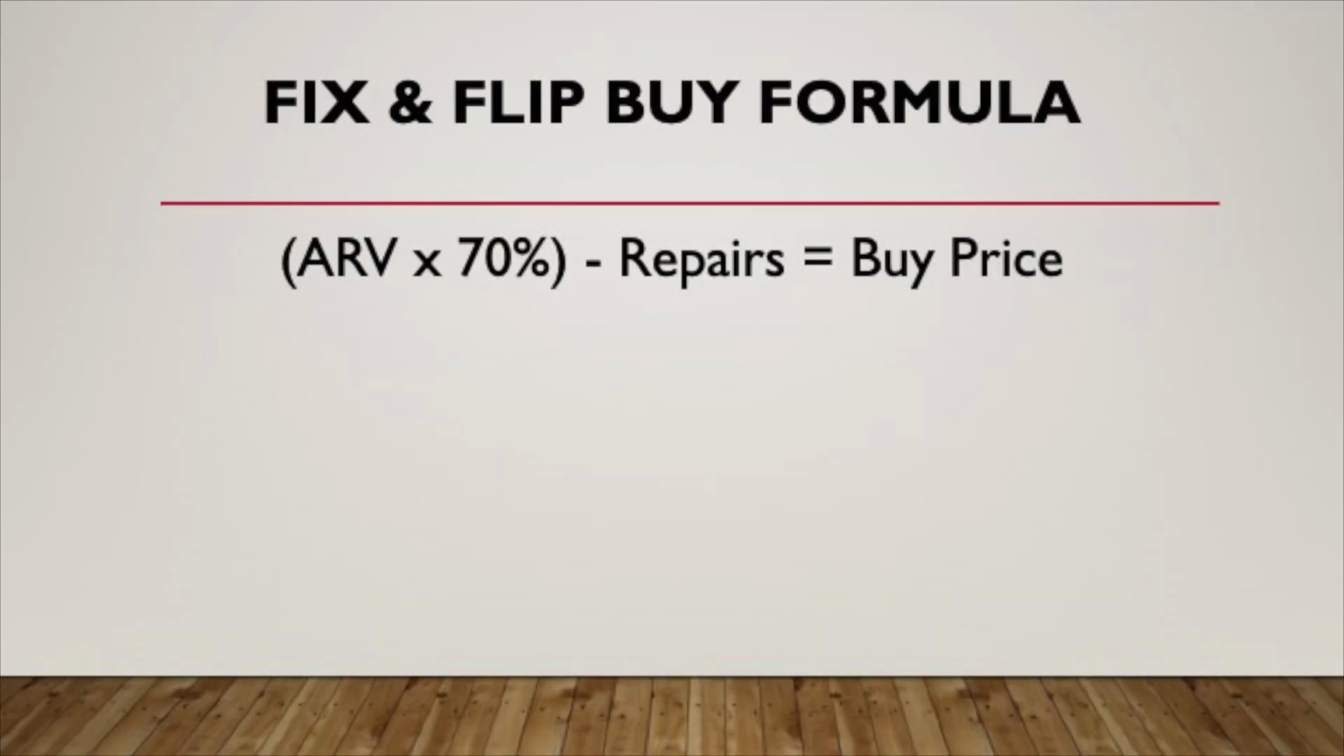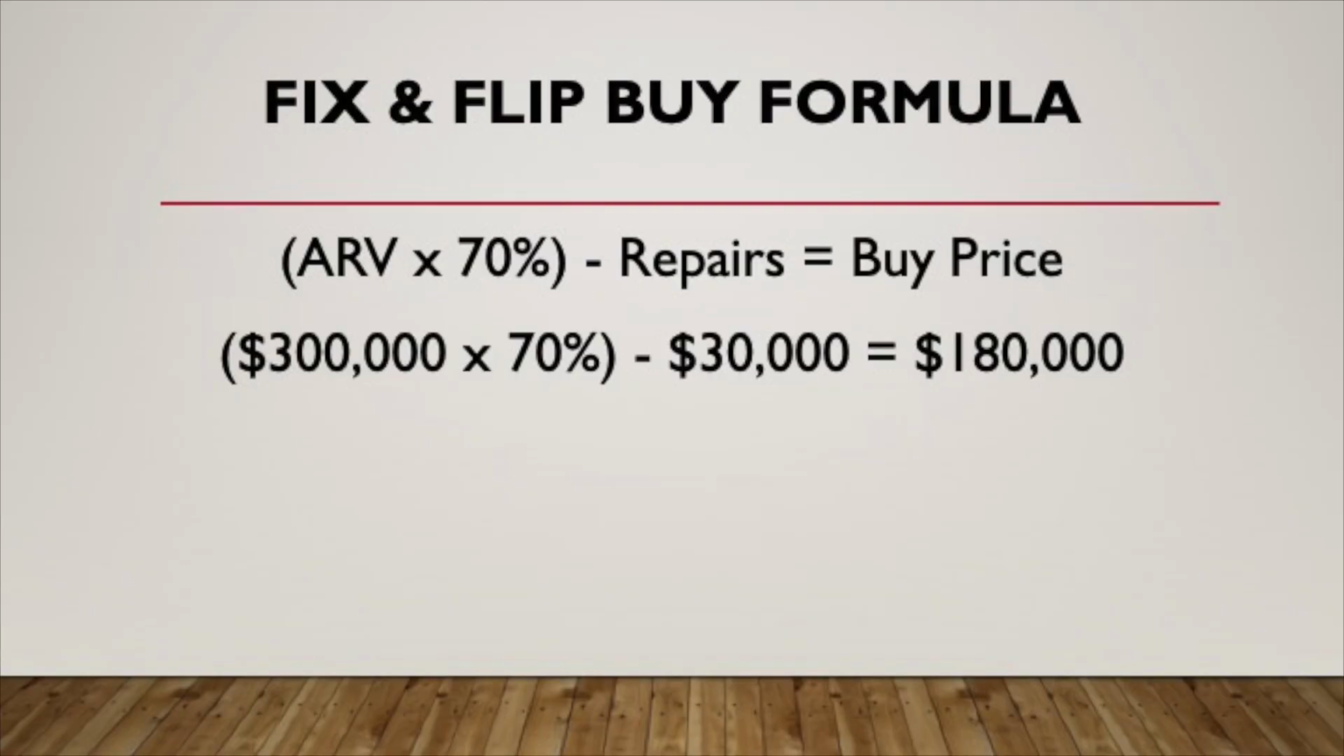Here's what that formula looks like. ARV times 70% minus repairs equals the buy price. So if ARV is $300,000 and repairs are $30,000, the formula would be $300,000 times 70% less $30,000 for repairs equals $180,000 as the buy price.